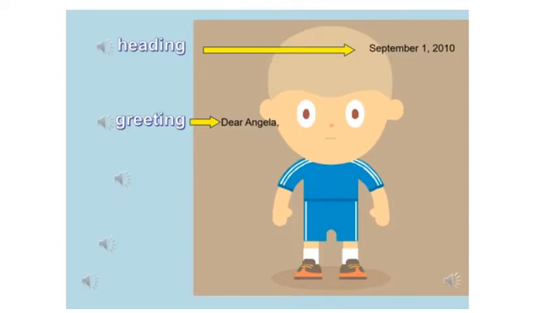This is the greeting. For example, Dear Angela would be the greeting, or Dear blank. The blank is for the name of the person you are writing to. After you write the person's name, you put a comma.